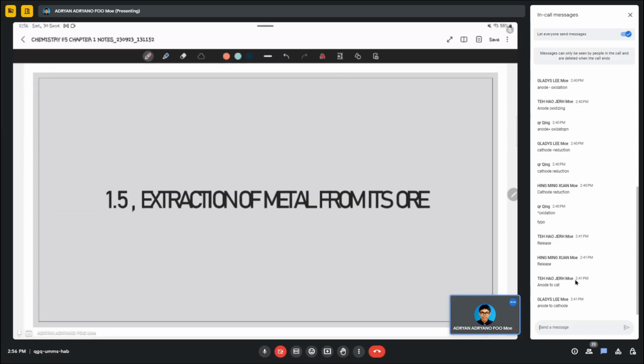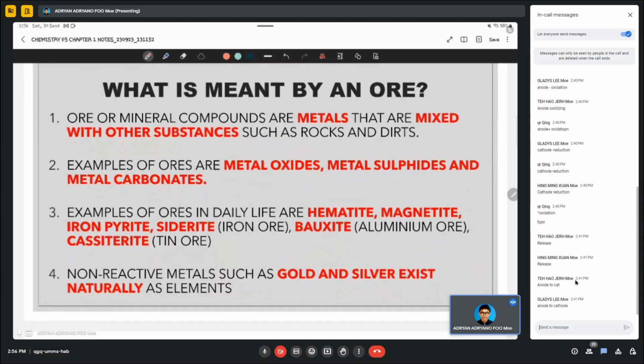Okay, extraction of metal from its ore. This one you have to remember: what is an ore? Ore means mineral compounds that are metals mixed with other substances, meaning the metal is not pure; it is mixed with other things, for example rock, dirt or other minerals. For example, metal oxide is mixed with oxygen, metal sulfide with sulfur, and metal carbonate with carbon and oxygen. Examples of ores: you have to memorize these, no way around it. Hematite, magnetite, iron pyrite, siderite, bauxite, cassiterite. You need to know whose ore each is, because exams still ask, usually in objective questions, which of the following is an ore of iron?